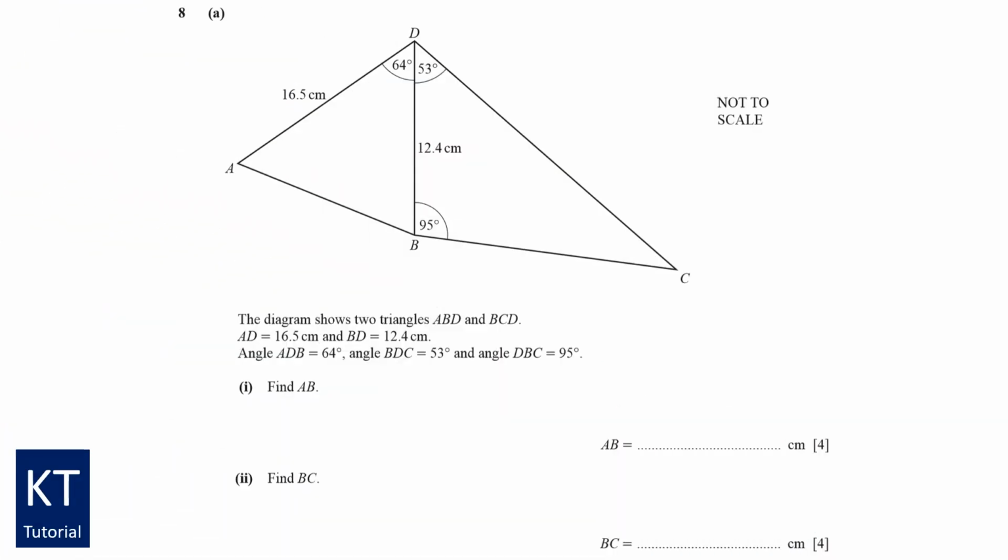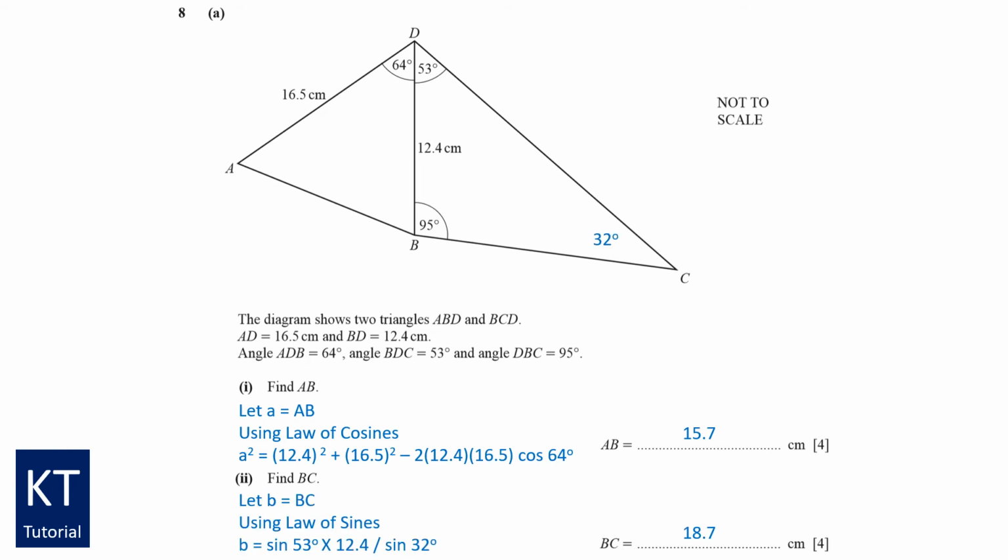Question 8a. The diagram shows two triangles ABD and BCD, AD being 16.5 cm and BD 12.4 cm. Angle ADB is 64 degrees, angle BDC is 53 degrees, and angle DBC is 95 degrees. Find AB. For the question, you would apply the law of cosines to get to AB. Next, find BC. For this second part, you will apply the law of sines to get to BC.